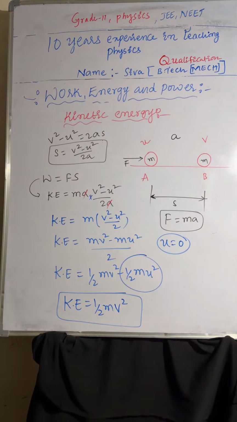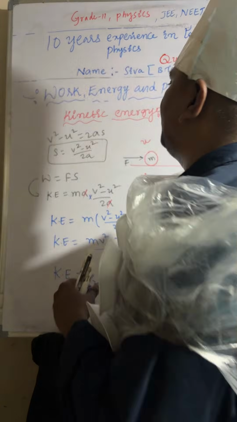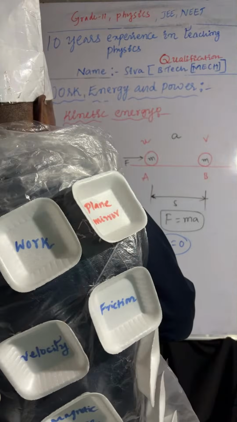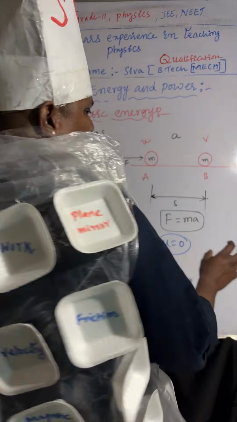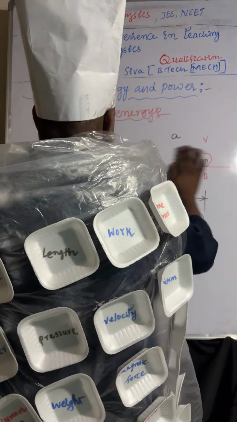Energy possessed by the body by virtue of its motion is called kinetic energy. Understood or not? So that's enough. Next we will discuss potential energy, which is related to kinetic energy.